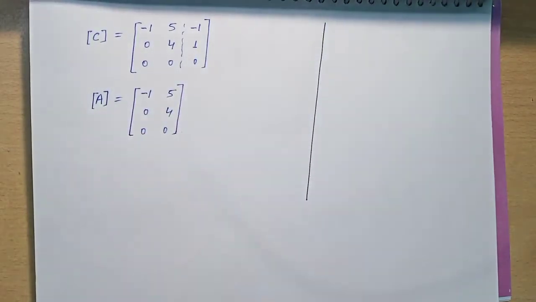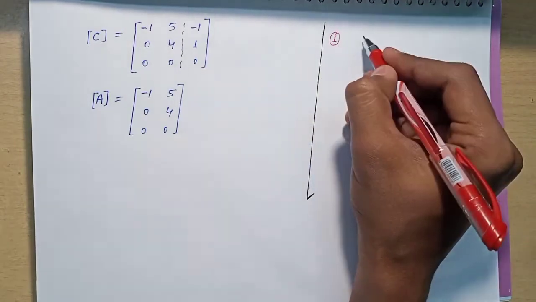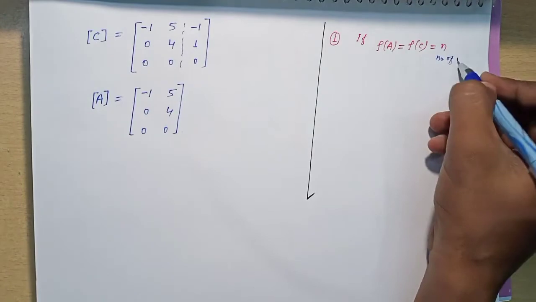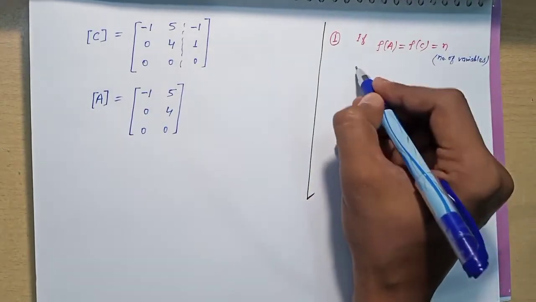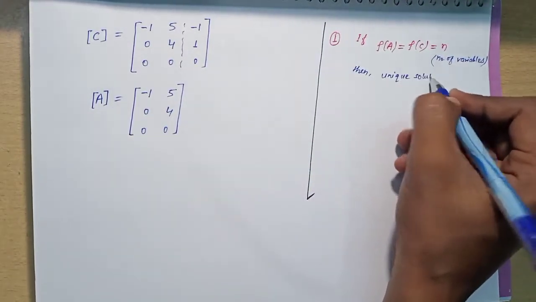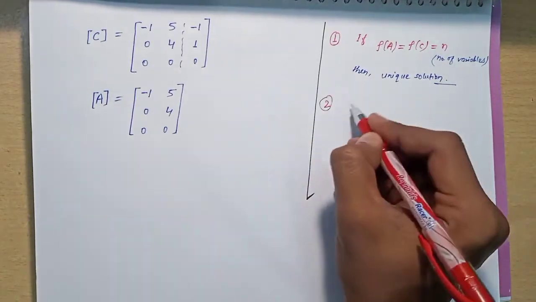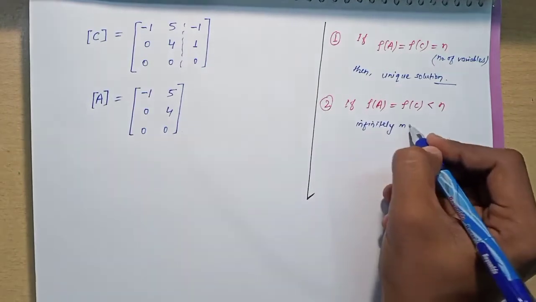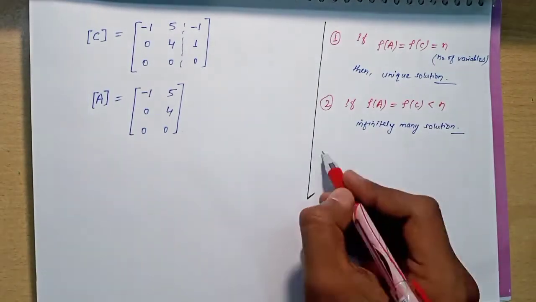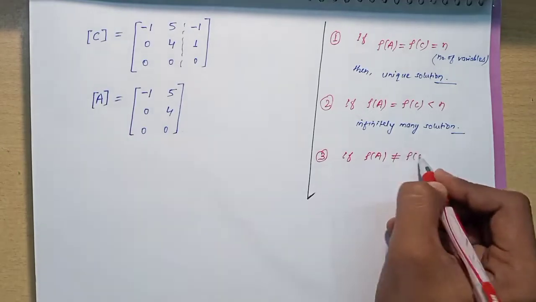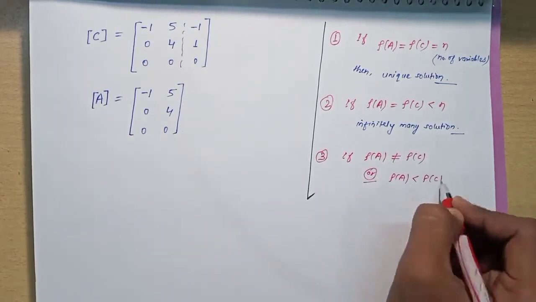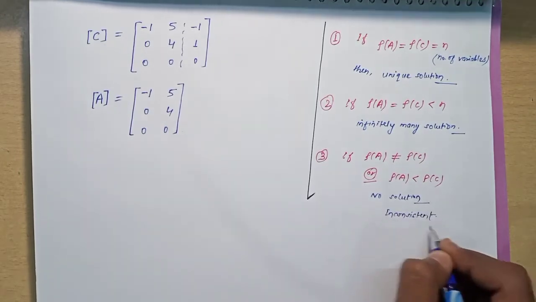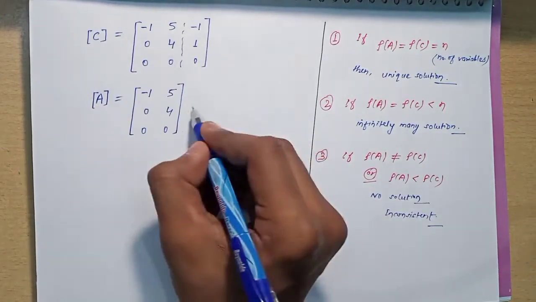Now remember case 1: if rank of A is equal to rank of C is equal to n, where n is the number of variables, then in this case we get a unique solution. In case 2, if rank of A is equal to rank of C is less than n, then we get infinitely many solutions. In case 3, if rank of A is not equal to rank of C, or rank of A is less than rank of C, then we get no solution, that is, the system is inconsistent. Now let's find out the rank of both matrices.